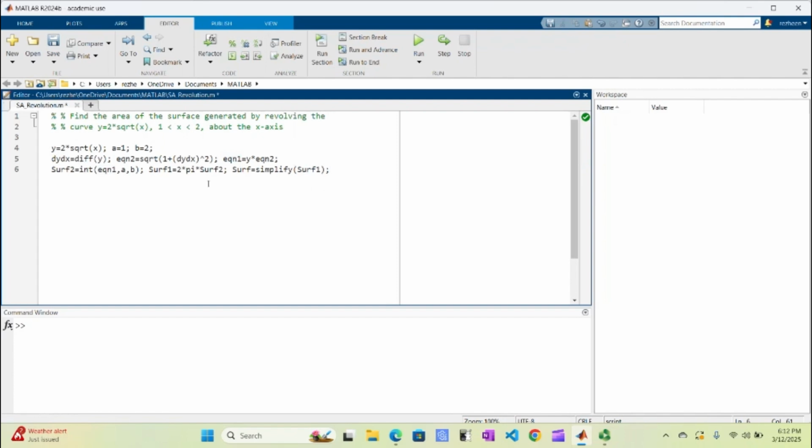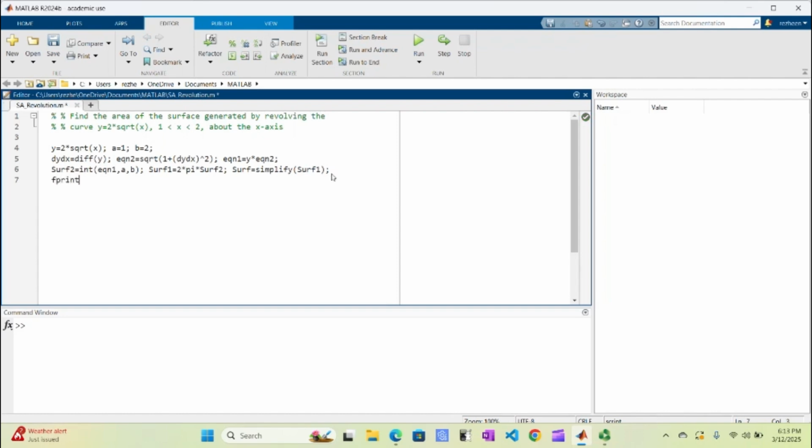And then we're going to jump to our surf function. So surf2 is now the integral of equation 1, which is y times the discriminant, from a to b. And then surf1 is 2 pi times this function here, this equation surf2. 2 pi times surf2, and then lastly I simplify surf1. All right, so what we need to do now is put in some fprintf commands.